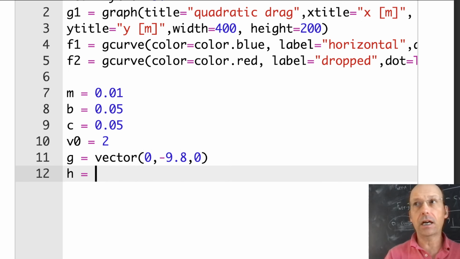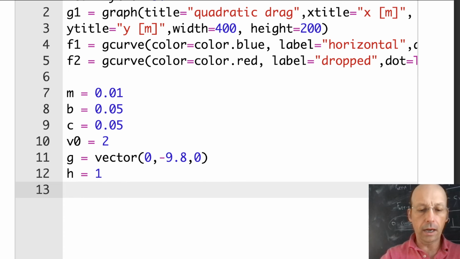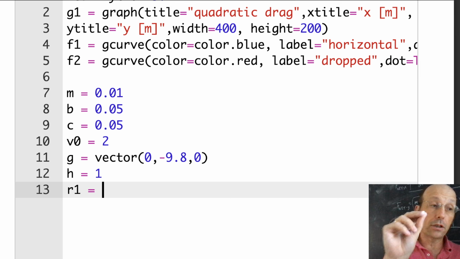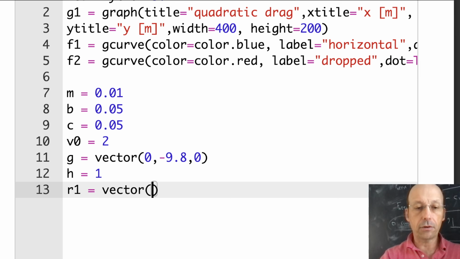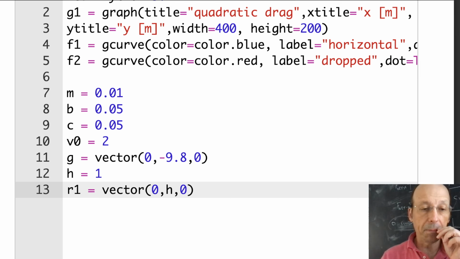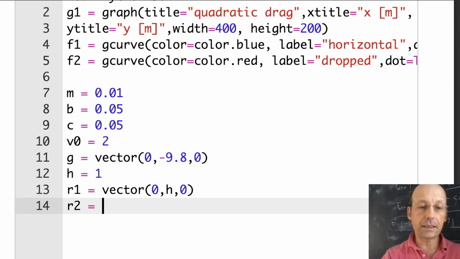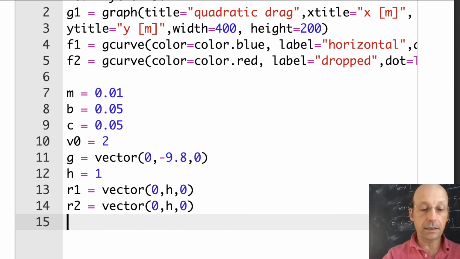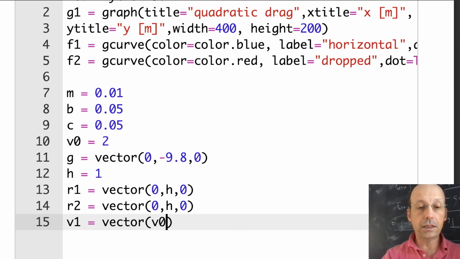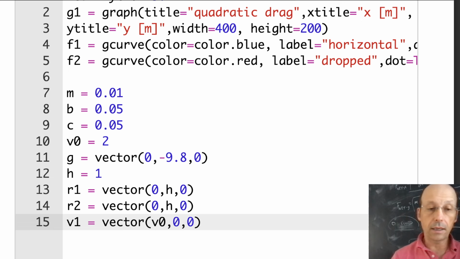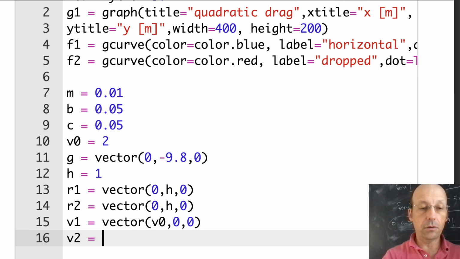Let's say it's 2 meters per second launched off of a 1 meter thing. So h is 1. R1 is going to be my launched object, and it's going to be a vector 0, h0, right? And then R2 has the same initial position, 0, h0. And now for the initial velocities, v1 is going to be equal to vector v0, 0, 0. It's going to be launched horizontally. And the other one is just going to be dropped. v2 is vector 0, 0, 0.